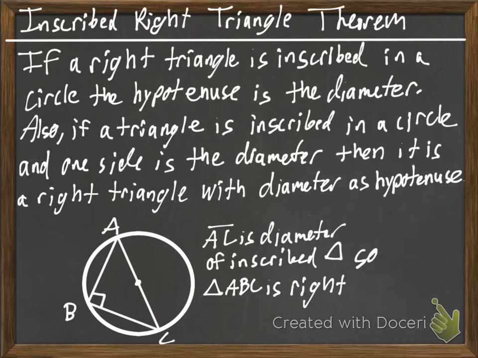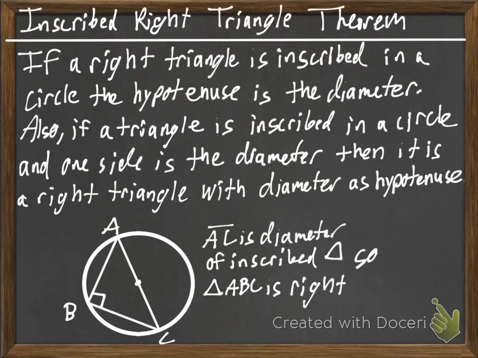We have a couple of theorems with this. The first theorem is a long one. It's the inscribed right triangle theorem, but it is a very useful theorem when we're dealing with circles and triangles and trying to measure using this. If you have a right triangle that's inscribed in a circle, then the hypotenuse is the diameter. So if it tells you there's a right triangle inscribed in a circle, you automatically know the hypotenuse is the diameter.